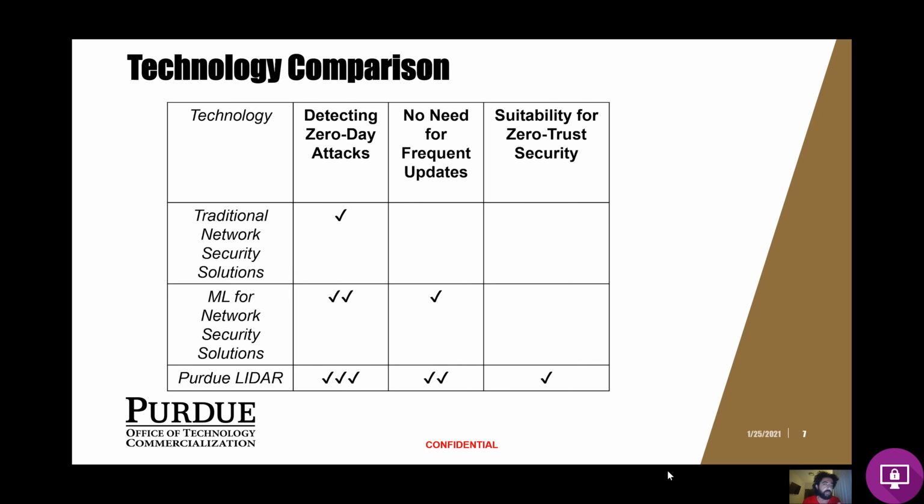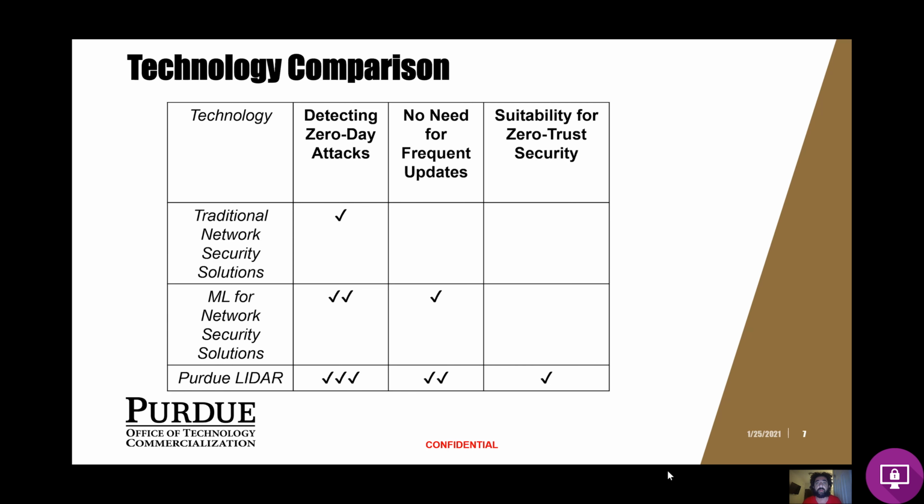Even though solutions that rely on machine learning have this feature, in our case it will be stronger because we can update the machine learning modules automatically. So we have a way to keep detecting zero-day attacks for a long lifetime. And one of the very important features that reflects directly on cost is that the need for frequent updates would be alleviated significantly.